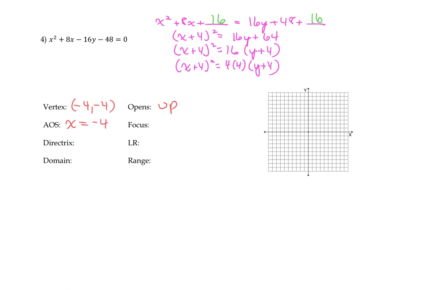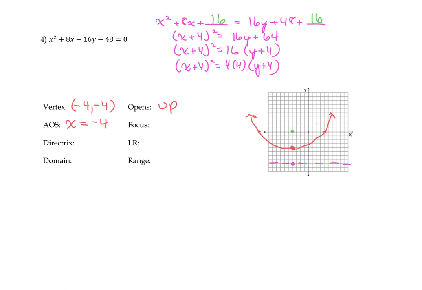So now let's go put on negative 4, negative 4. Our focus, since our p is 4, it's 4 up. And our directrix is 4 the other way. And then from the focus, I'm going to go 2p. P is 4, so I'm going to go 8. So this is off the board here. And then 4, 5, 6, 7, 8. So there's the width of my parabola.